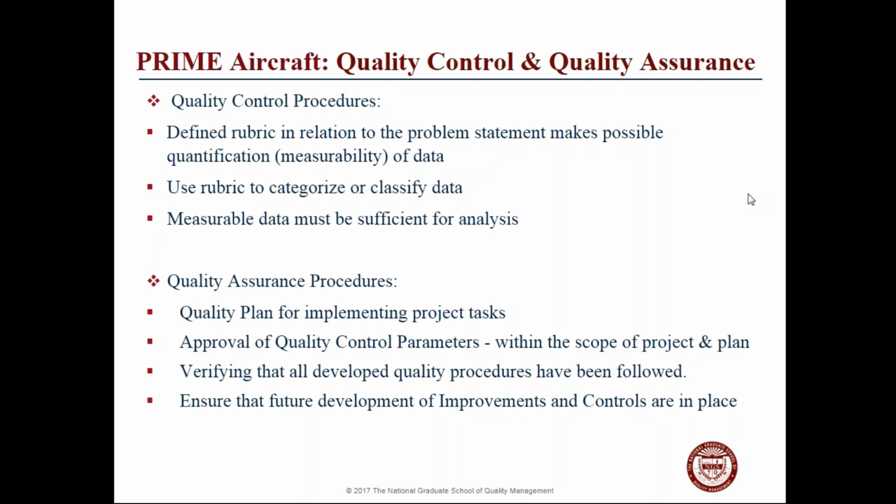So for our quality assurance procedures, a quality plan for implementing the project. Because at this level, we will not be dealing with contracts. We'll be using policy letters and MOA, which is a maintenance operations agreement. It is something we'll have to create and have signed after it's agreed upon.